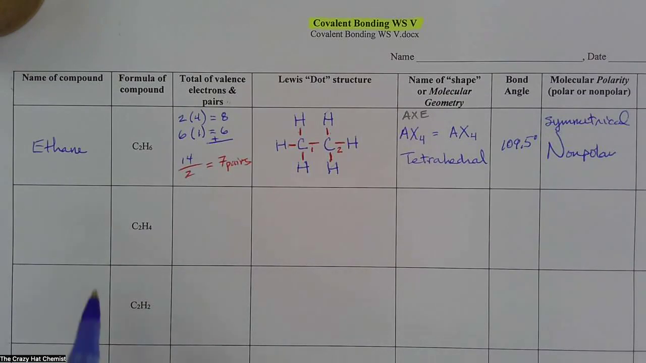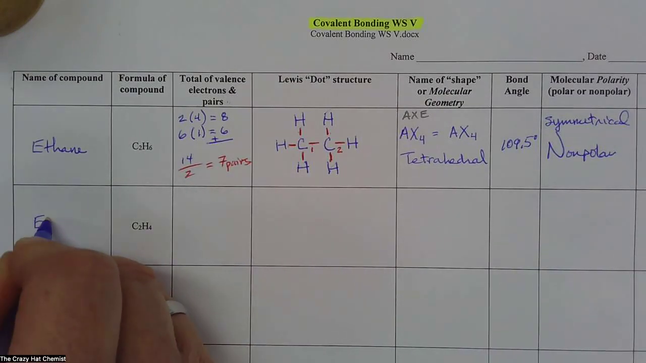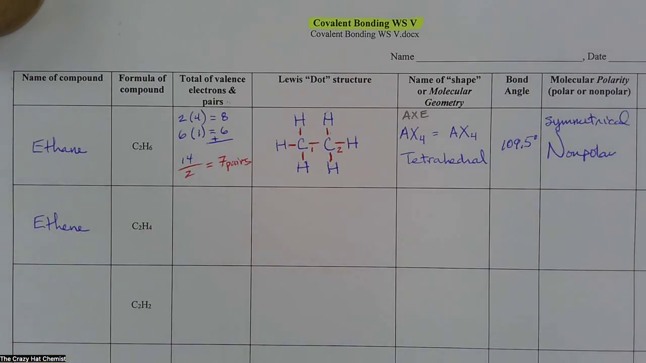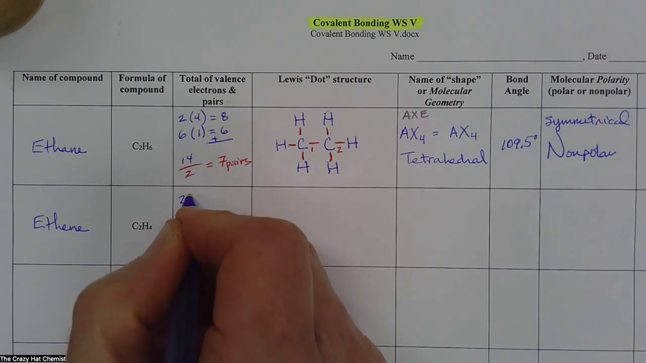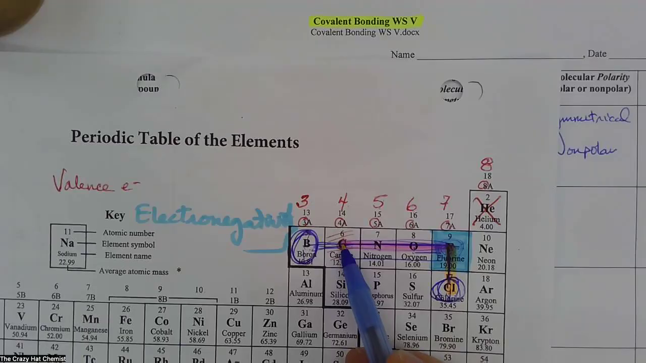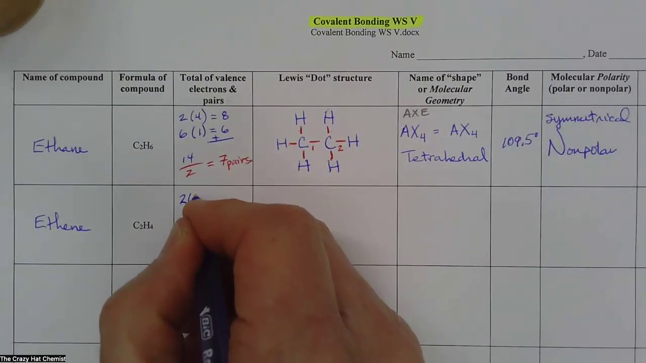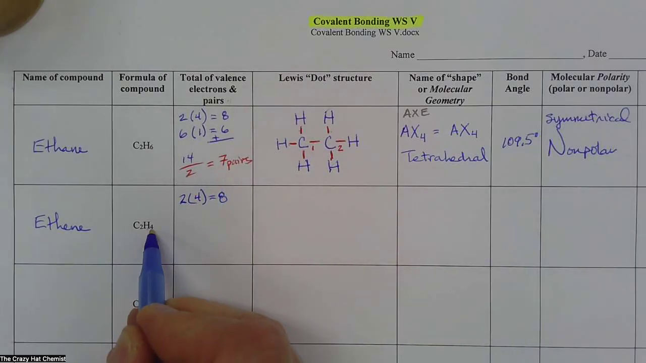We're going to do the next one, which is C2H4, and that is ethene. So how many carbons do I have in ethene? That's 2. How many valence electrons in carbon? Well, I need my periodic table for that. And carbon is right there. There are 4 valence electrons in carbon. So that's 2 times 4. That is 8.